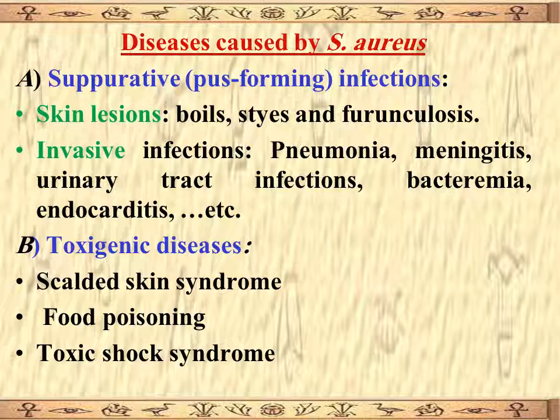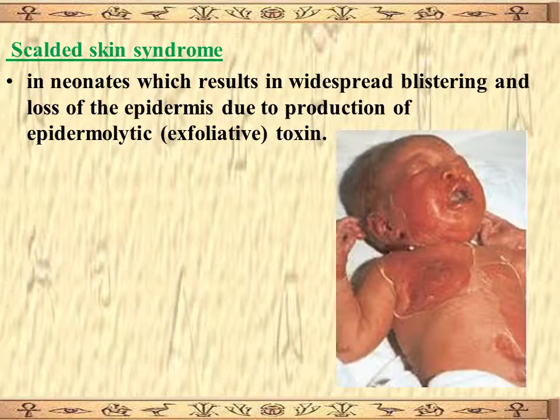What about the diseases which are caused by the toxins produced by the bacteria? They are called the toxogenic diseases. They include scalded skin syndrome, food poisoning, and toxic shock syndrome.